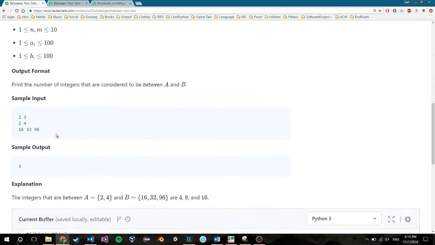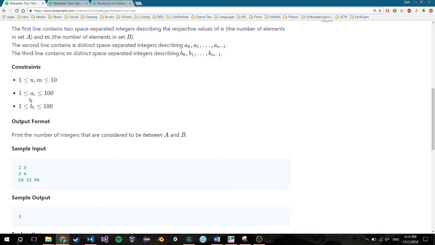To guarantee the length is at least one, we do need to account for the case where there's only one number in the set. So yeah.